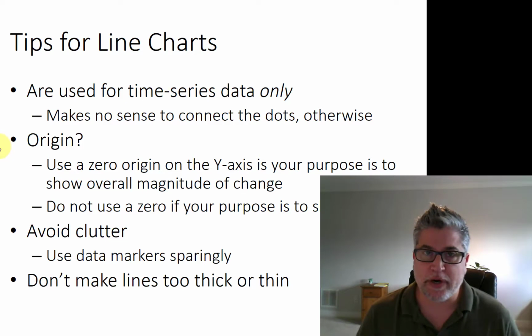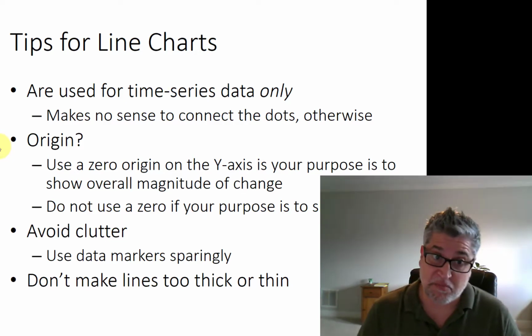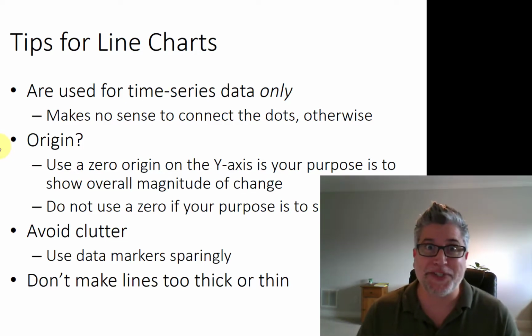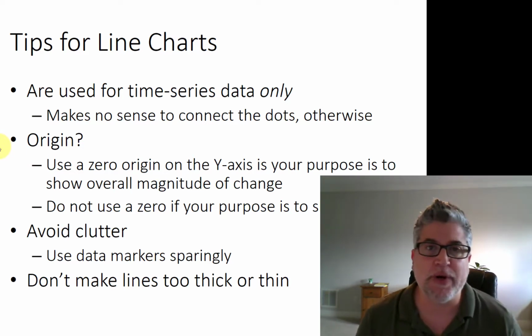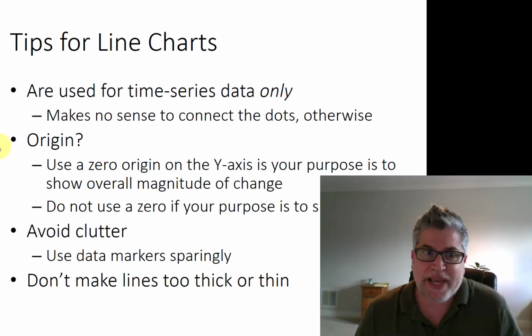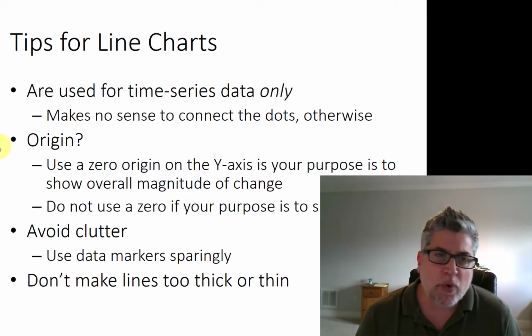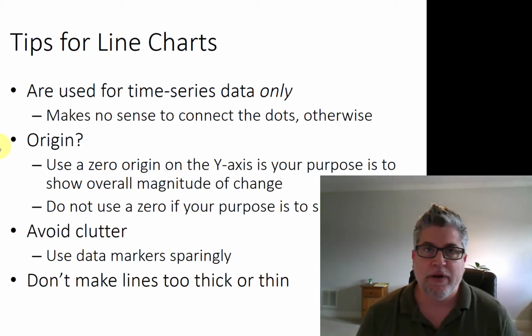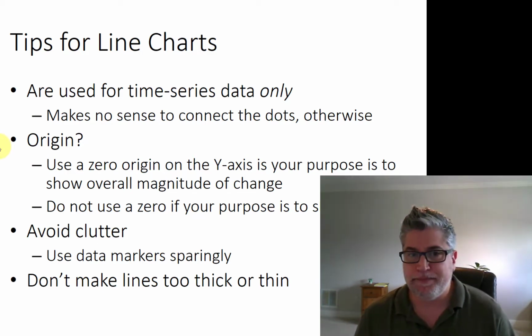Don't do a line chart if you've got a scatterplot, a cross-sectional data set, where someone says, what is the GPA for every one of your students in class? You can't connect those dots. There's no meaningful order there. So only use a line chart if you have time series data.